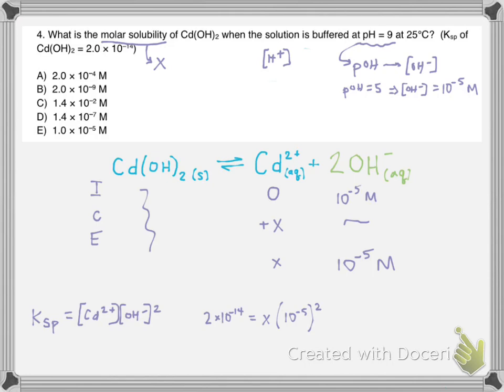So in our equilibrium, we do need to keep the stoichiometry in mind when we're writing our KSP expression. And even though the hydroxide concentration is coming from somewhere else and being controlled by another outside source, it's still going to affect our equilibrium in this way, so we need to keep track of it in our KSP expression. When we solve for x, we get that x is equal to 2 times 10 to the negative 4 molar. And so that's going to be our molar solubility.